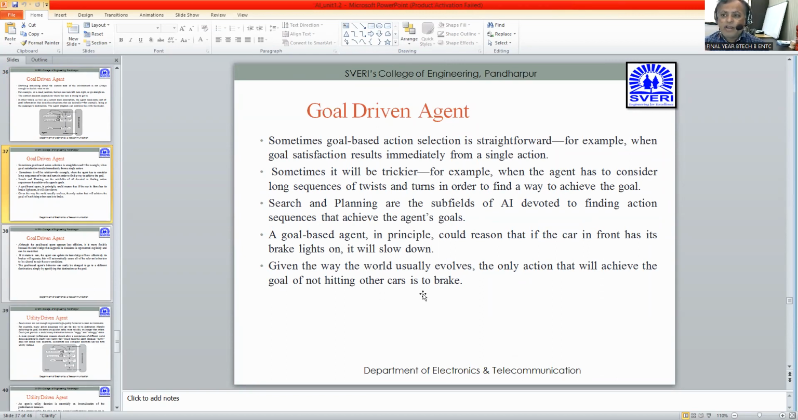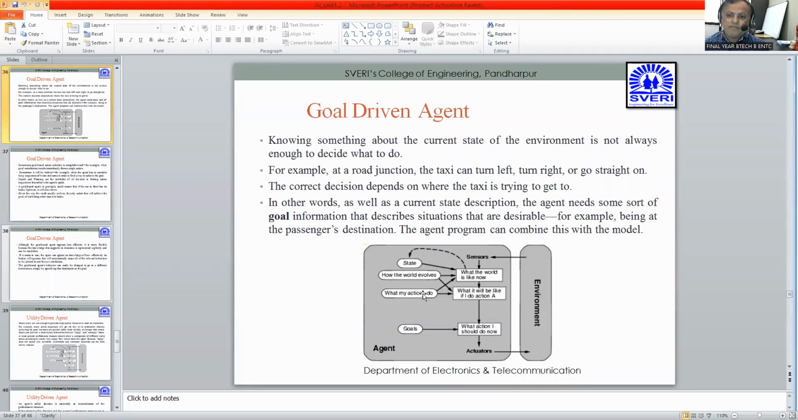So from where will it come? It will come from that evolve, this one, how the world evolves. The information is stored here. So when I say what the world is like now, the world is like that: if I will not brake, I will hit the other car. Now what action should I take? I should brake. I should put the brake on. So that is the action done.